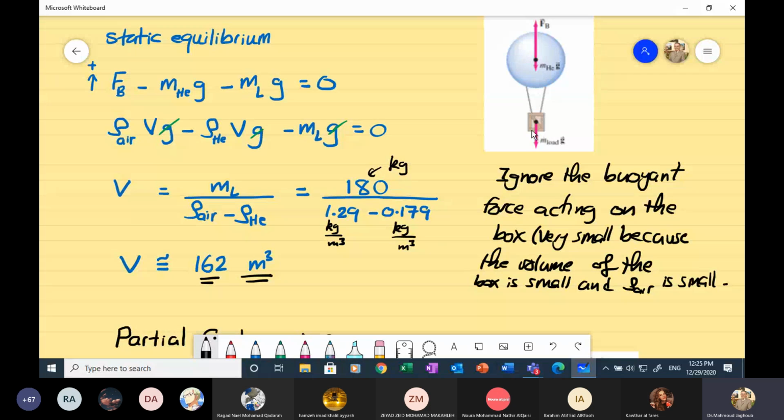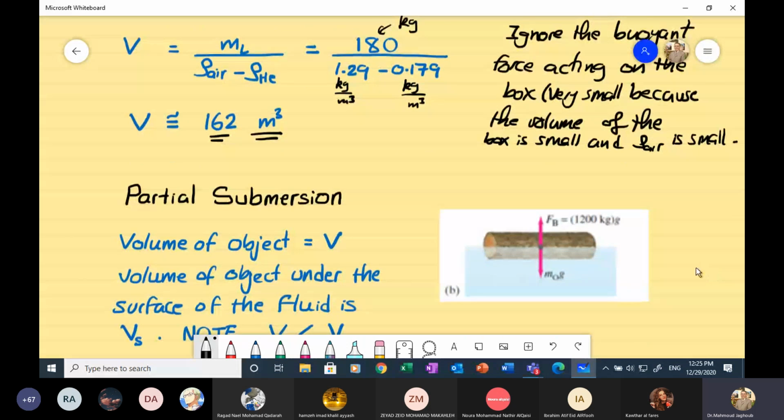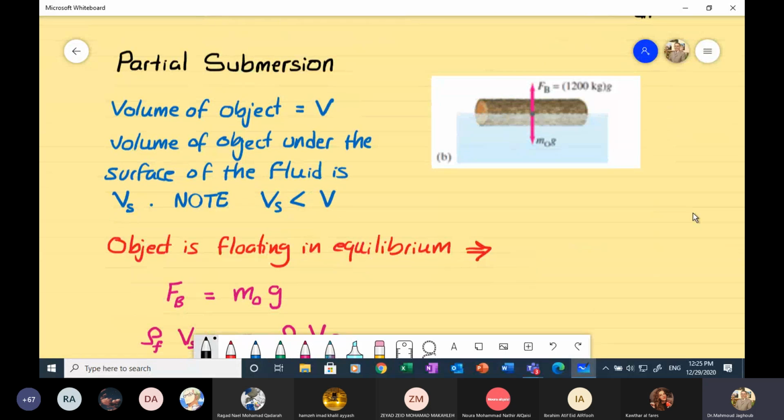طب هذا كم حجمه اصلا؟ هذا بتعداش يمكن الربع متر مكعب. This is maybe less than 1 meter cubed. And so the volume of the balloon is much larger than the volume of the box. And so the buoyant force on the balloon from the air is much larger than the buoyant force of the air on the box. So you need 162 meters cubed.